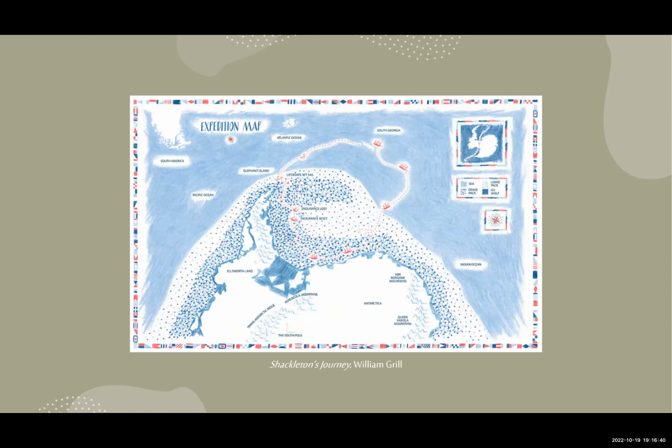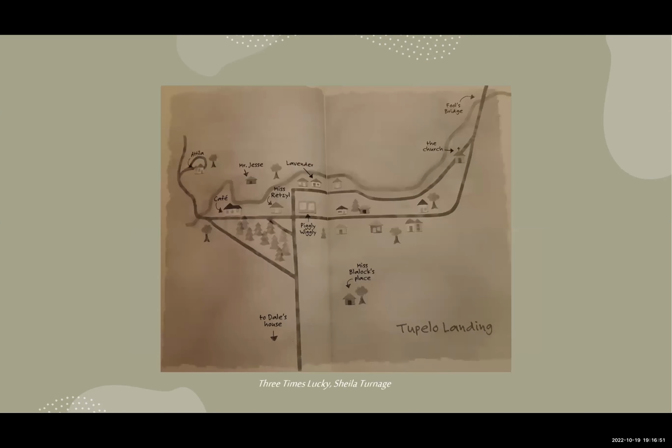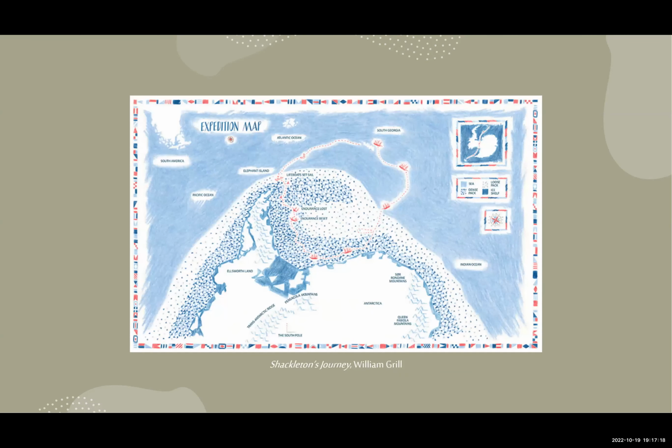In tying this all back to class discussions, I wanted to compare this map from Shackleton's Journey by William Grill to the map in Three Times Lucky. Both of these maps are very playful and very purposely simplistic. They're obviously not some scientific map that's meant to be followed. This map from Three Times Lucky by Sheila Turnage is a map that was just drawn by Mo in her notebook. And neither of these maps utilizes things like latitude or longitude. They really fit in with the style of the rest of the text. And the ability to follow the map in real life is not what matters.